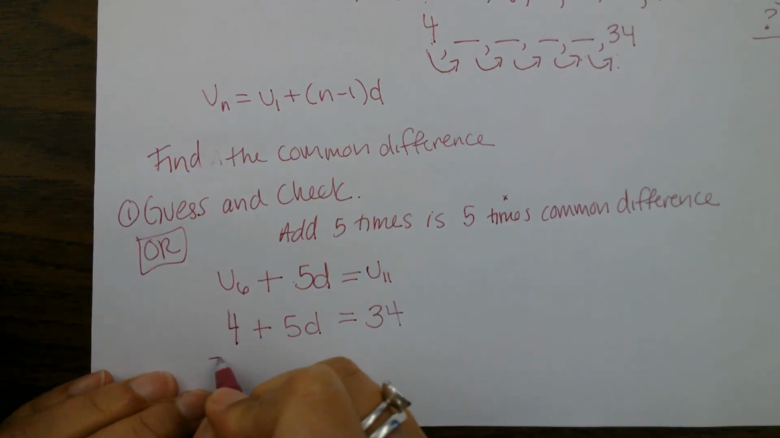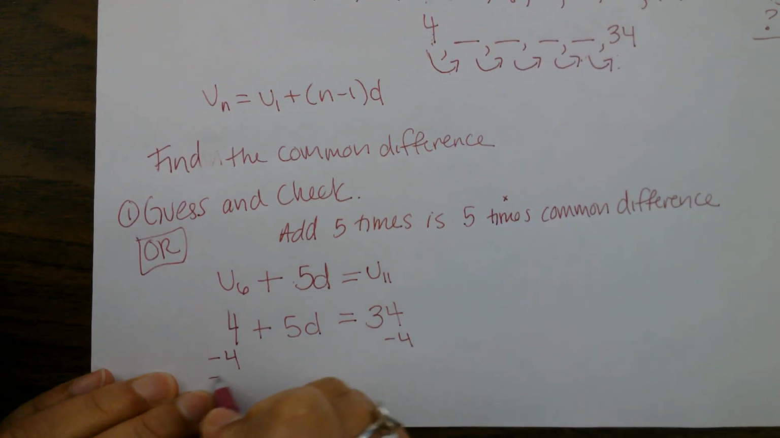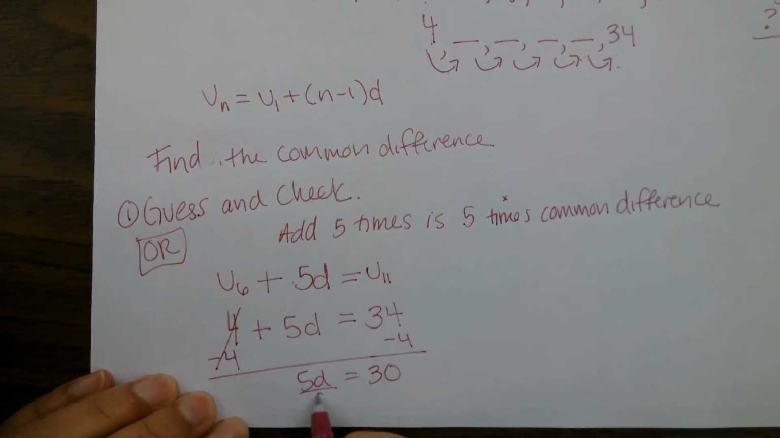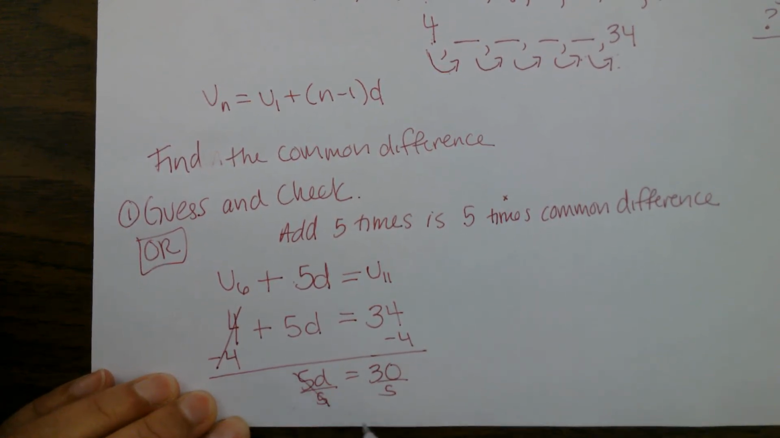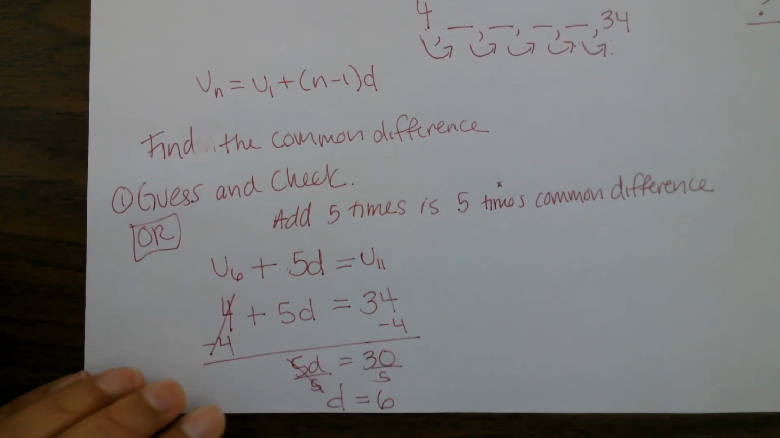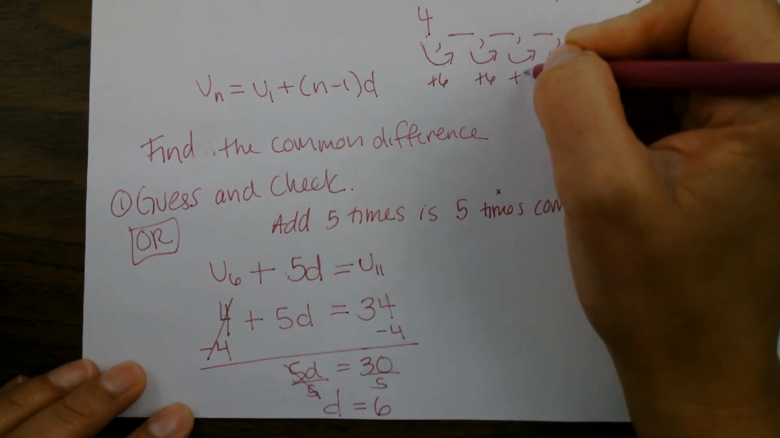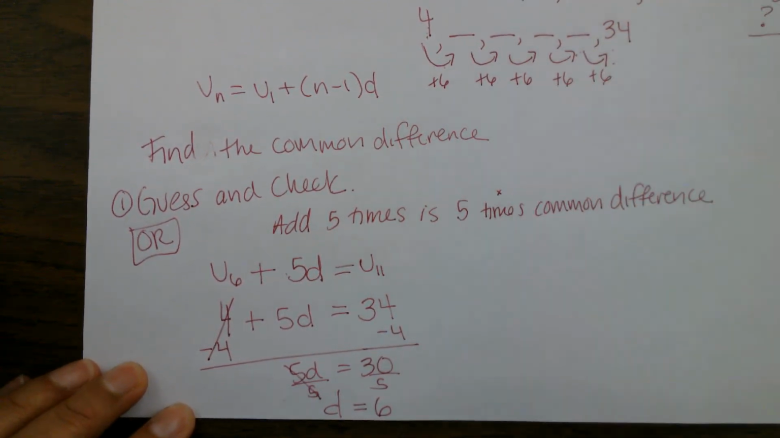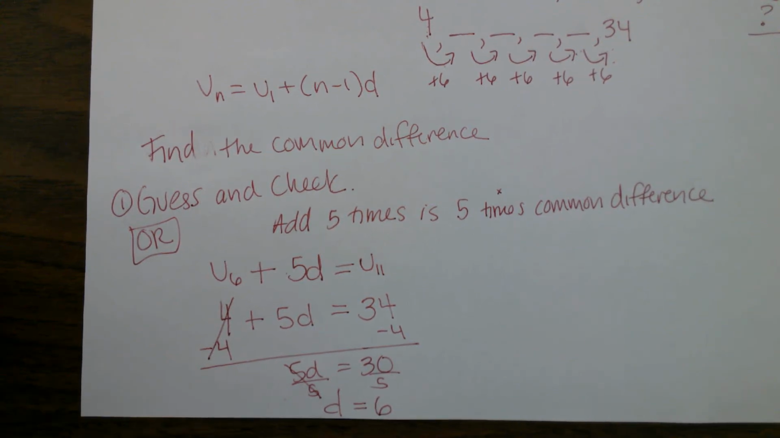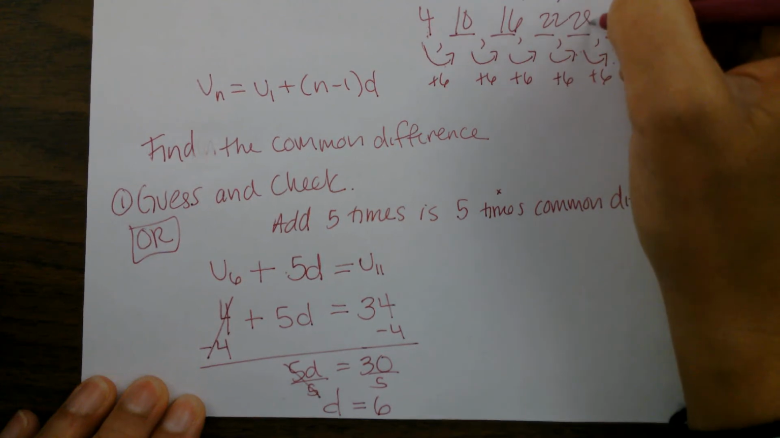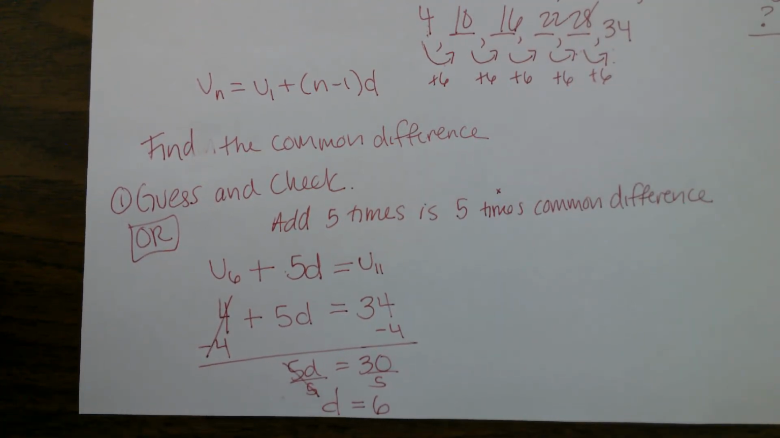Solving it, again, minus 4 from both sides. 5d equals 30, 34 minus 4. Divide by 5 on both sides. Our common difference is 6. Positive 6, which means we're going to be adding 6 5 times to get to 34. And it does work. Here we have 10, 16, 22, 28. It works. You can check it out.